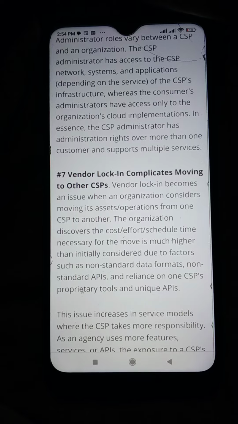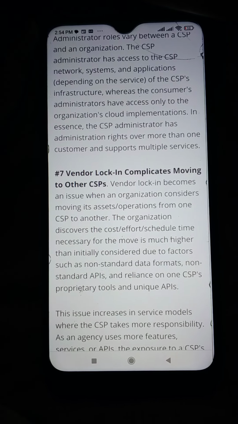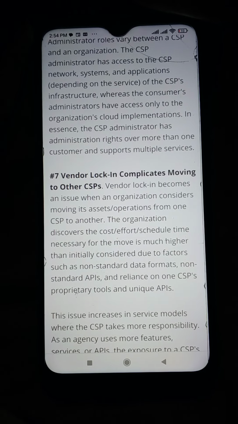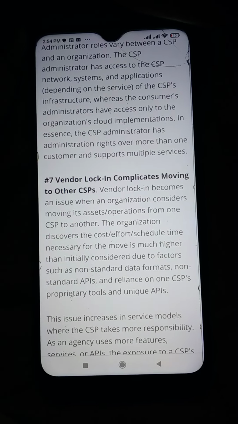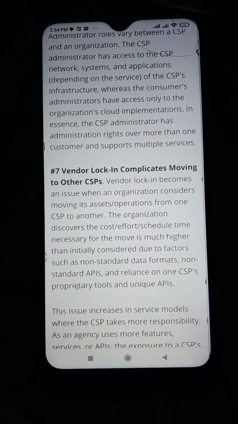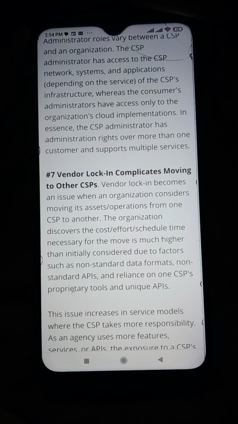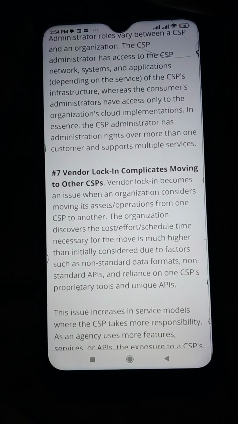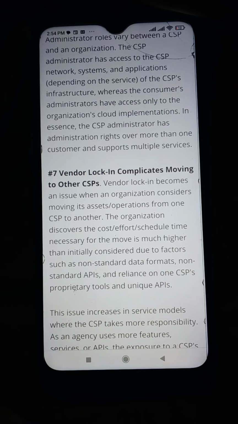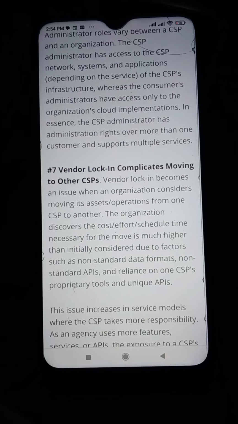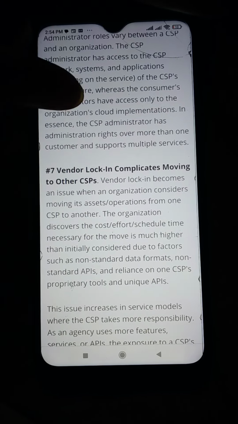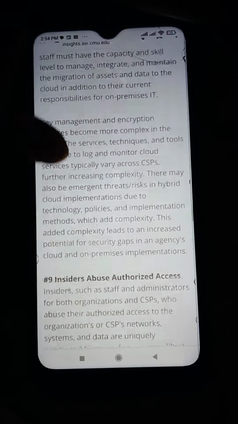Number seven is vendor lock-in complicates moving to another CSP. Vendor lock-in becomes an issue when an organization considers moving its assets or operations from one CSP to another. The organization discovers the cost, effort, and schedule time necessary for the move is much higher than initially considered due to factors such as non-standard data formats, non-standard APIs, and reliance on one CSP's proprietary tools and unique APIs.